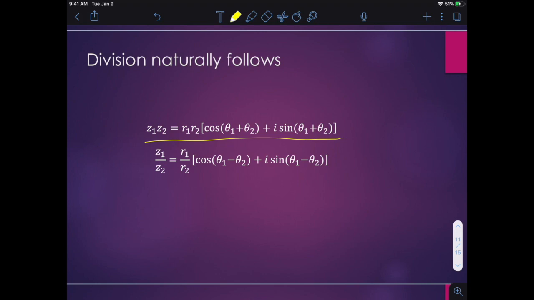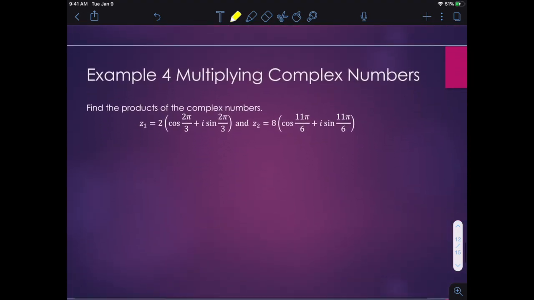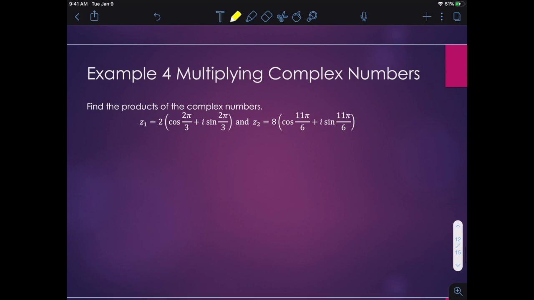So really all that we have to do now is just learn how to apply these things. So now we're talking about multiplying two complex numbers. Here's two complex numbers in example 4. Find the products of the complex numbers.